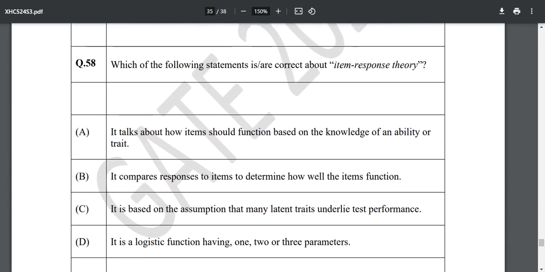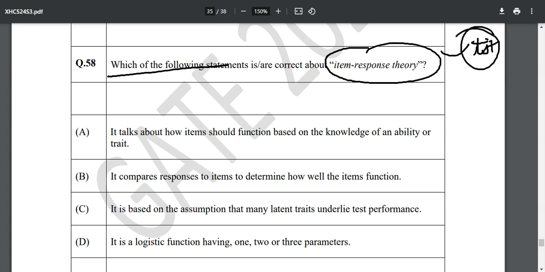Moving ahead, question number 58. And the topic is testing. Which of the following statements is or are correct about item response theory? They have introduced IRT, item response theory, for the very first time. So it's nice they are including this topic, which was called latent trait theory till now in various psychology examinations.